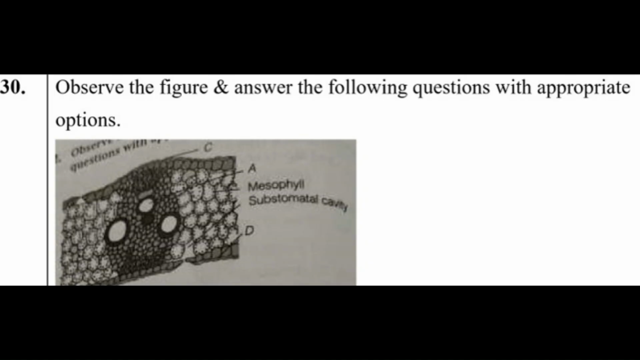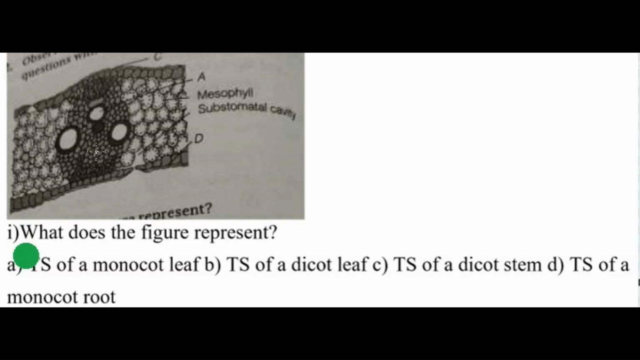Question number 30. Observe the figure and answer the following questions with appropriate options. So there is a figure here and there are labelings of A, B, C and D. So we have to label that and answer the questions that follow. The first part of the question is, what does the figure represent? Options are TS of monocot leaf, TS of dicot leaf, TS of dicot stem, TS of a monocot root.